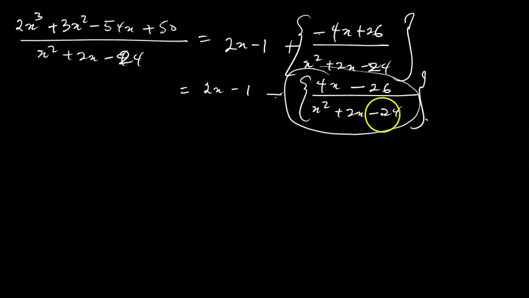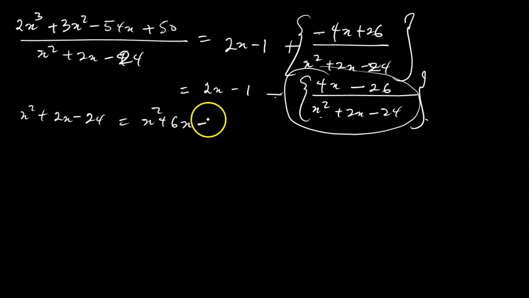But before we go ahead doing that, the first thing we want to do is to solve this by the factorization method and find the factors of x squared plus 2x minus 24. So x squared plus 2x minus 24 is the same thing as x squared plus 6x minus 4x minus 24. We use the factorization method.